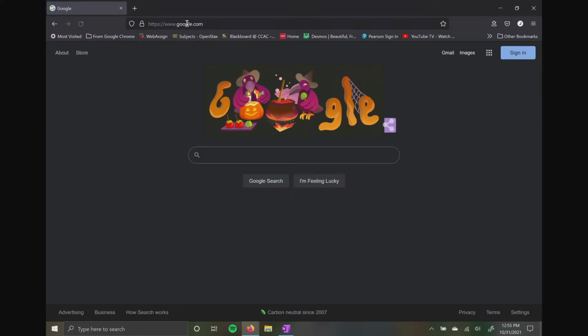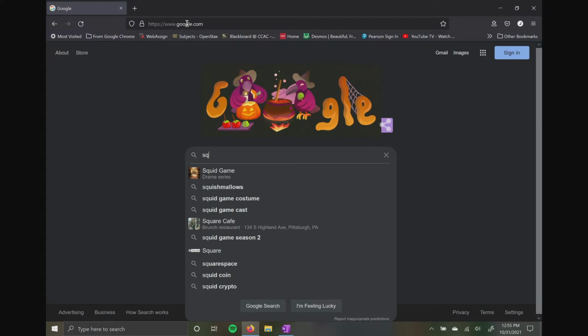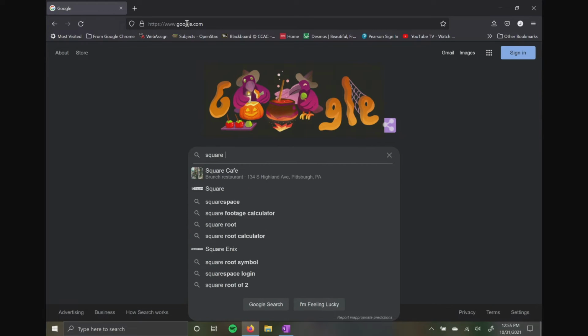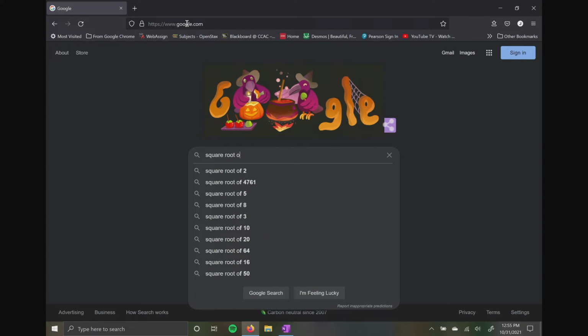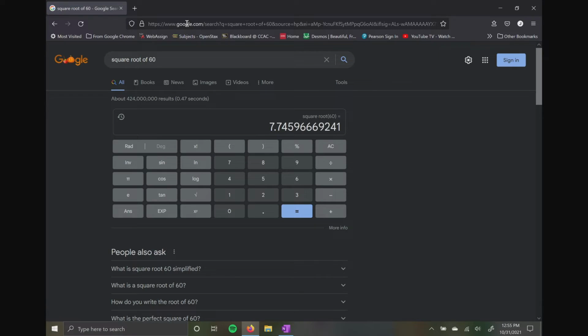And in the search bar, I'm just going to type in square root of 60 and just hit enter. They have their own calculator on their webpage, and you can just use that. Okay? So I hope this helped, all right? Because we're only estimating things here. We're only estimating square roots because sometimes it's just not there for us.